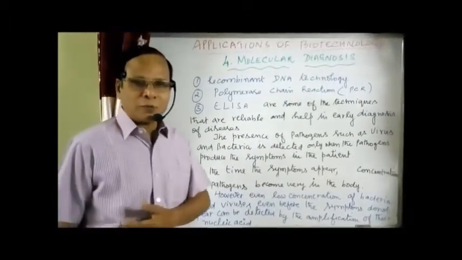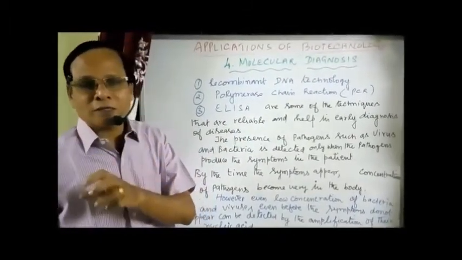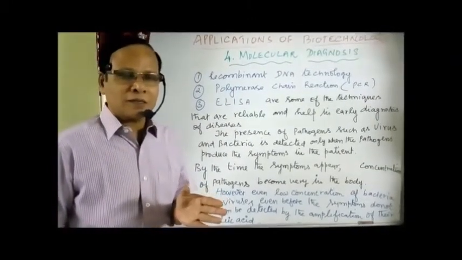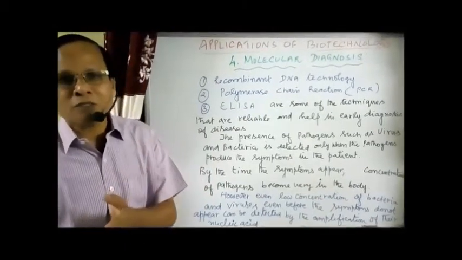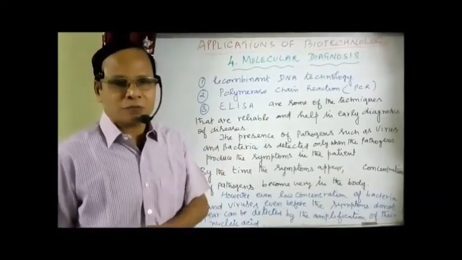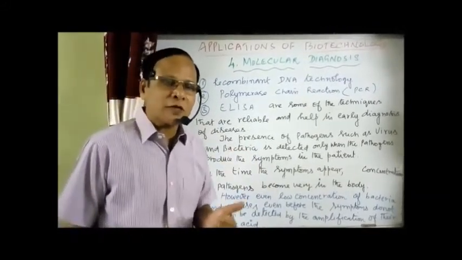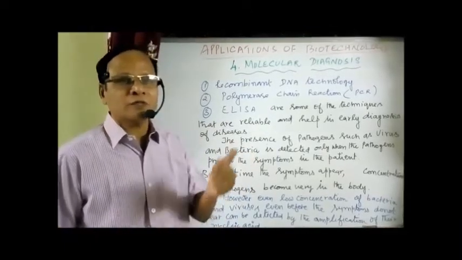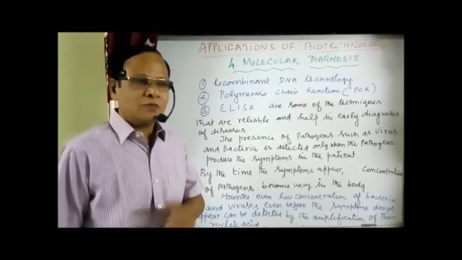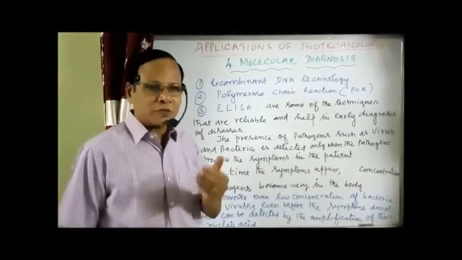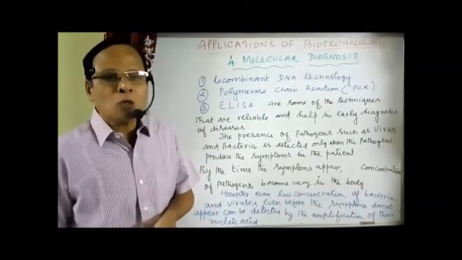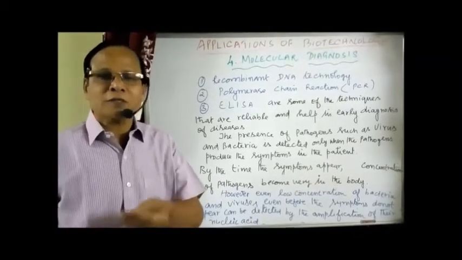Now how can you know the presence of bacteria and viruses in the body at the earliest? Normally you can get the idea of the presence of pathogens like bacteria and viruses only when these pathogens produce symptoms. Only after the appearance of the symptoms do we come to know that we are affected with the disease. But early diagnosis means before the symptoms appear. It can be done even with a low concentration of bacteria and viruses present in the body.